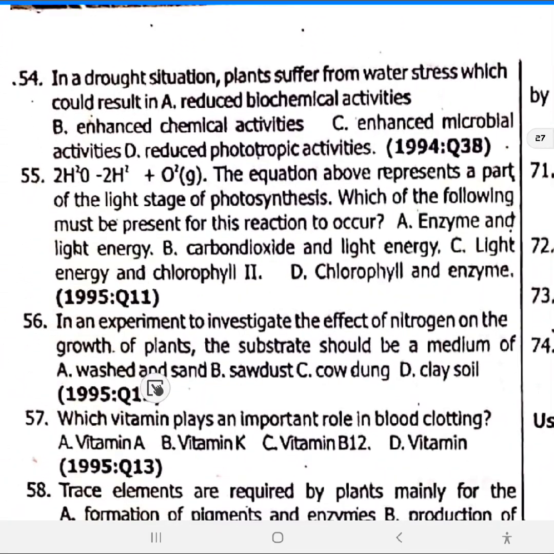54. In a drought situation, plants suffer from water stress, which could result in reduced biochemical activities, option A. 55, we are given, I think this should be, the question above represents a part of the light stage of photosynthesis. Which of the following must be present for the reaction to occur?